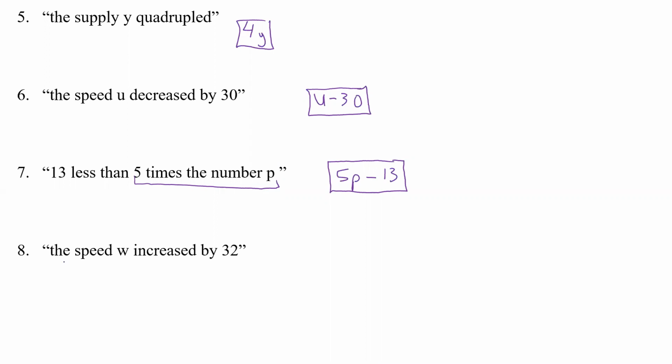Okay, now here we have the speed w increased by 32. Well, here we had the speed u decreased by 30. So if we take the w and increase it by 32, that means we're going to have to add 32. And so then that would be our speed w increased by 32. All right, I'll pause here and come back in a little bit.